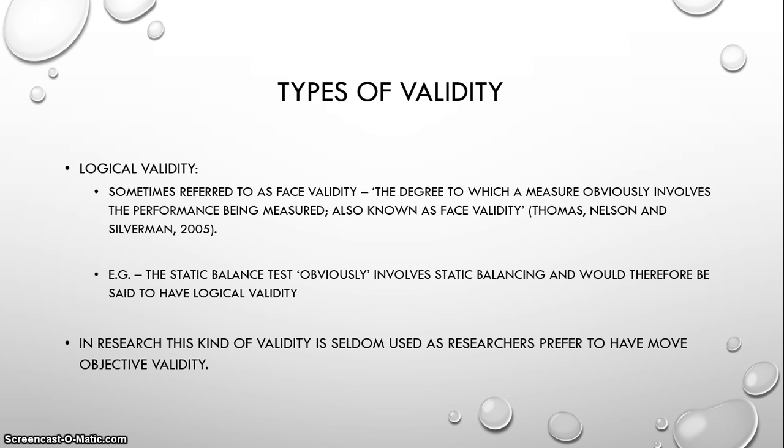There's different types of validity. The first one is logical validity. Again, the definitions come from the same book, and it is sometimes referred to as face validity and is the degree to which a measure obviously involves the performance being measured. The example given is the static balance test. Okay, the static balance test obviously involves static balancing and therefore would be said to have good logical validity because the description of the test is almost in the name.